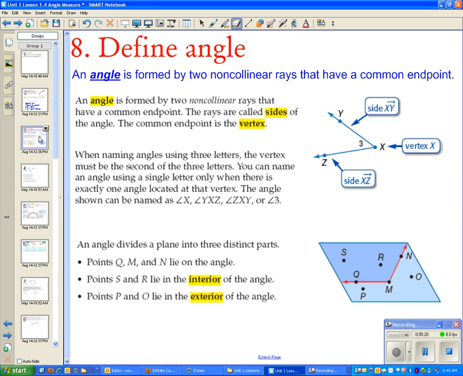An angle. So here's your learning target. In blue, an angle is formed by two non-collinear rays that have a common endpoint. An angle is formed by two non-collinear rays that have a common endpoint.